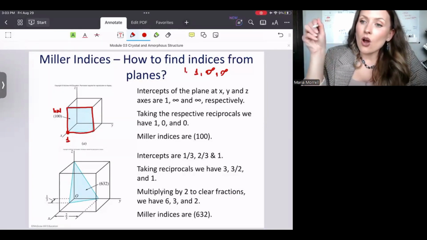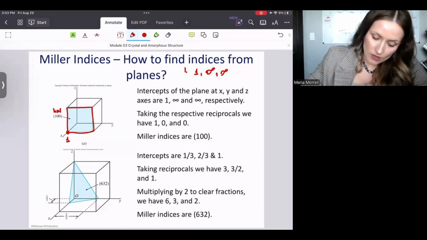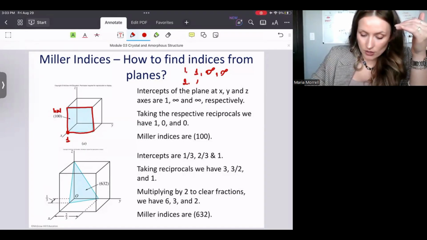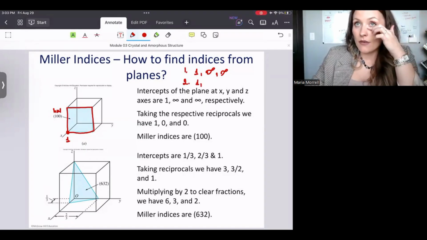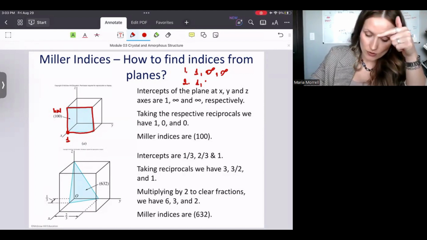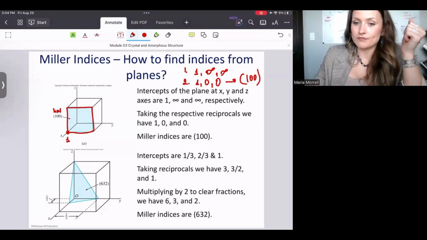Now, if we are to take the reciprocals, so this is step number 2, you will have 1 divided by 1, which gives you 1. Now you will have 1 divided by the infinity, which will give you 0 and 0. And that's how you end up with HKL equal to 1, 0, and 0.